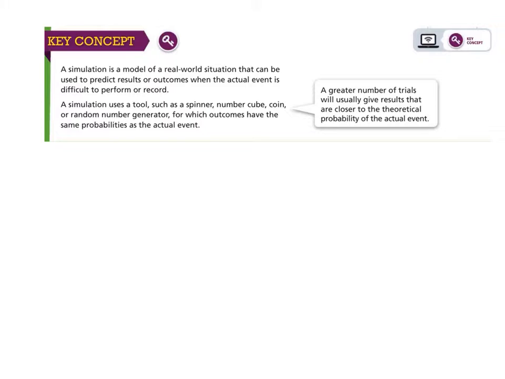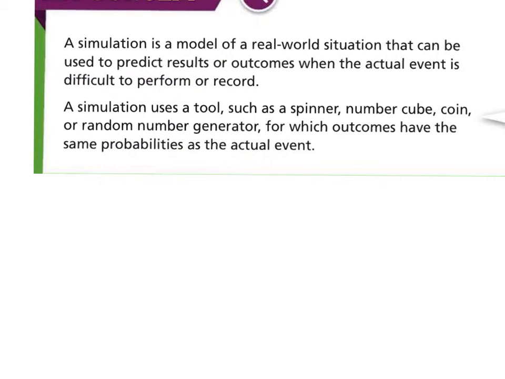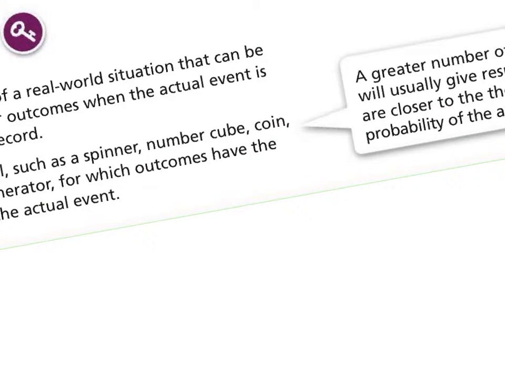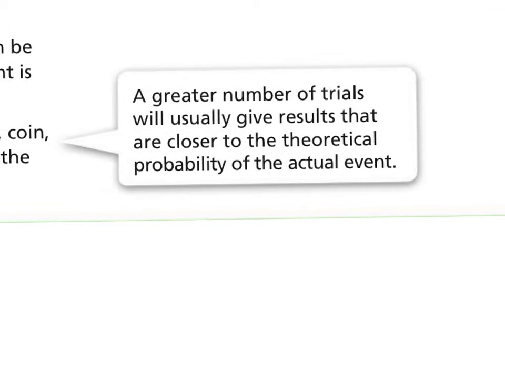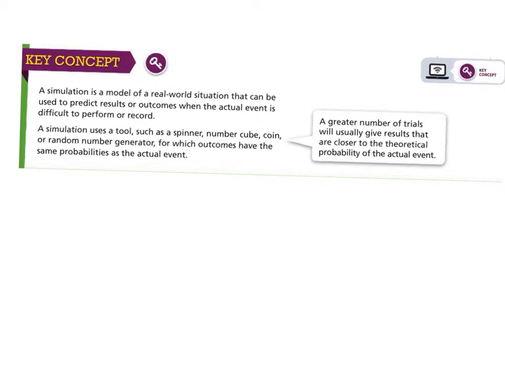So the key concept again just talks about simulations, a way of modeling things to try to predict outcomes. So that could be spinners, number cubes, coins, random number generators. And again, we've talked about it already. The more trials you do, you're probably going to get closer to the theoretical probability of it actually happening.